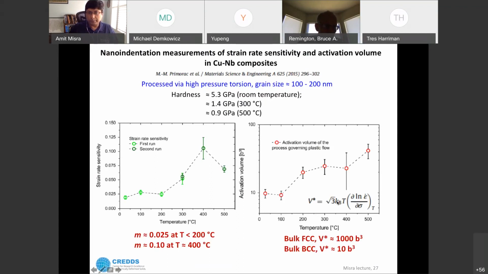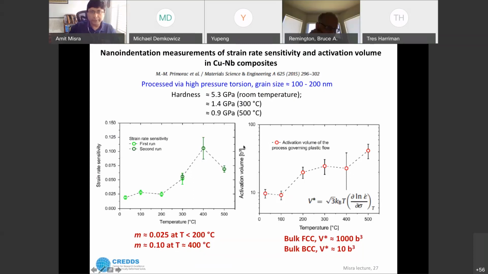So this is the expression I showed before. We had written it as inverse, and I had capital M for Taylor factor. Here they have used square root of 3. They are getting data from indentation. But essentially, you are able to measure activation volume as a function of temperature.